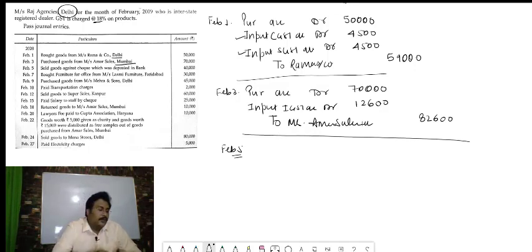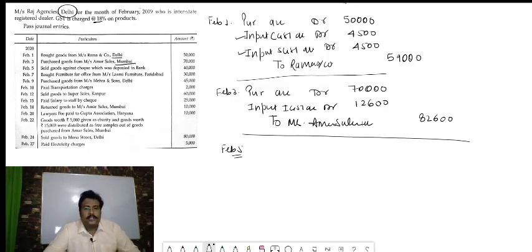Now in February 5, you can see that this information is missing, whether it is from the same state or another state. When the information is missing about whether the transaction is from the same state or another state, we always consider that it is from the same state. So here we go on. Sold goods against cheque which was deposited in bank.